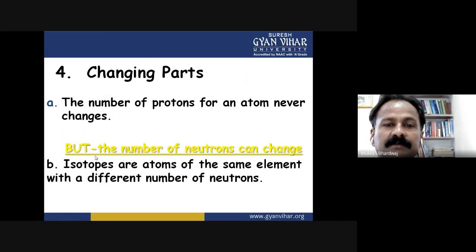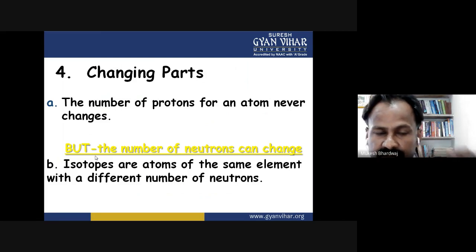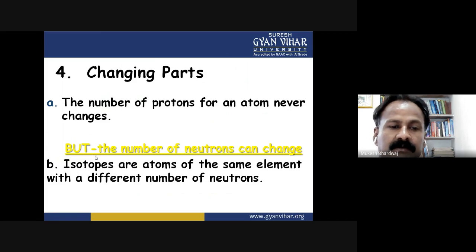Changing parts: the number of protons for an atom never changes, but the number of neutrons can change. Isotopes are atoms of the same element with different numbers of neutrons. Isotopes have the same atomic number but different mass numbers. Isotopes are the atoms having the same atomic number but different mass numbers.